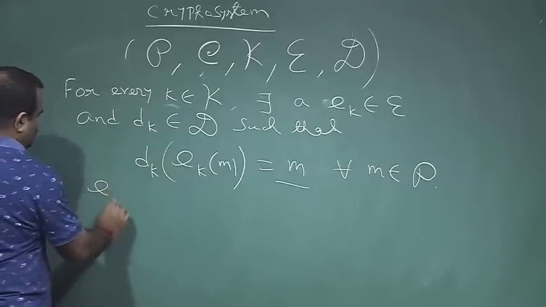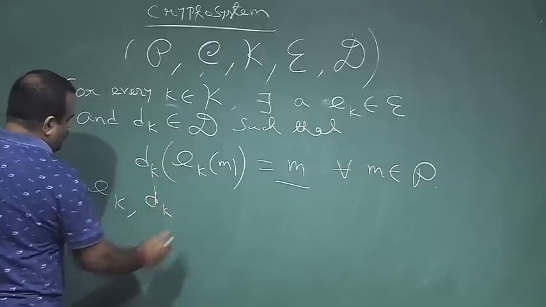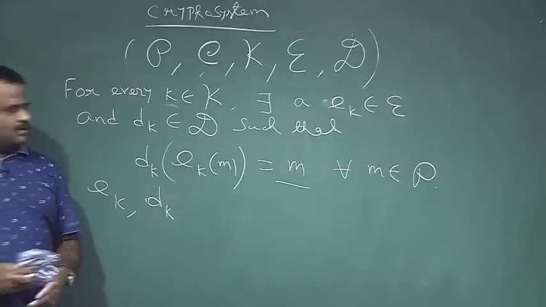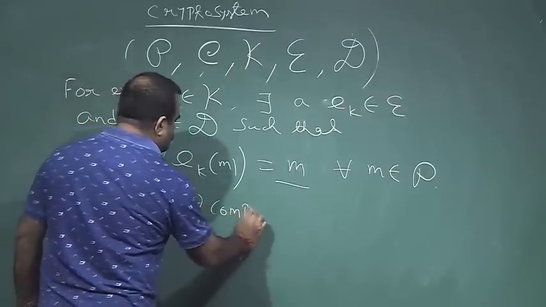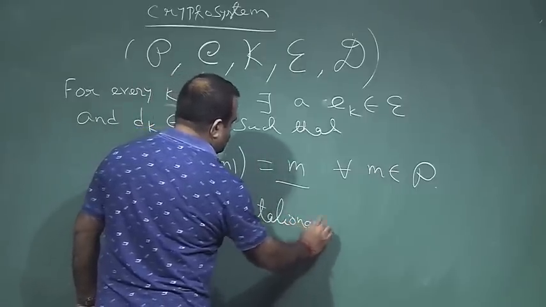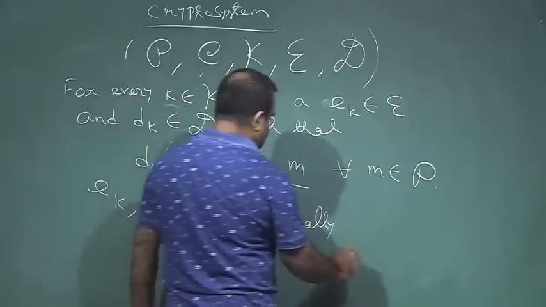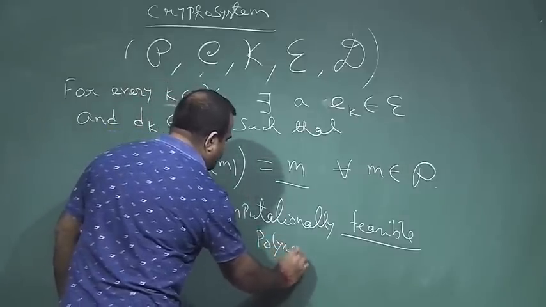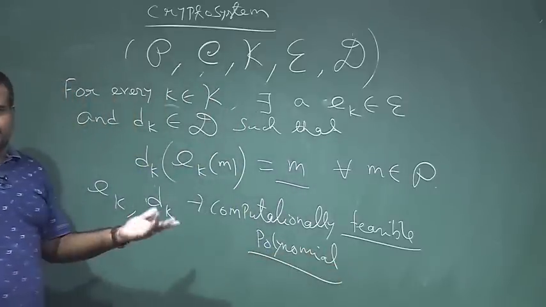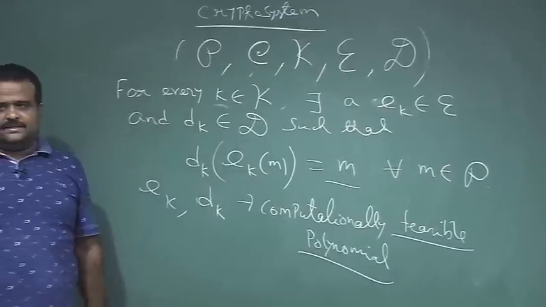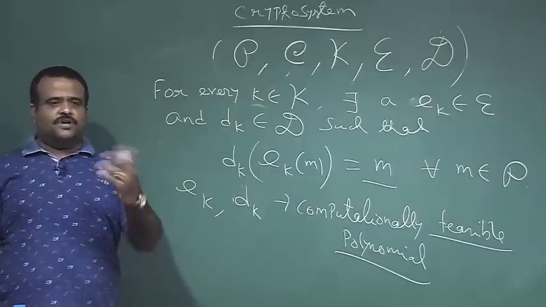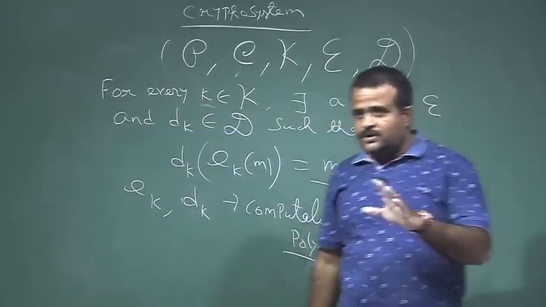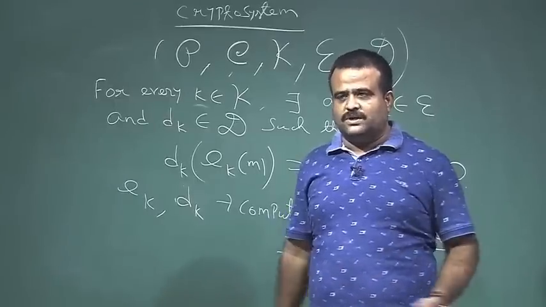And these functions E_k and D_k should all be computationally feasible. It should not be very hard to compute. That means it should be a polynomial function, not a hard function like NP-hard or NP-complete. We should be able to encrypt a message and decrypt the corresponding ciphertext to get back the message, so the algorithms should not be typically hard problems.